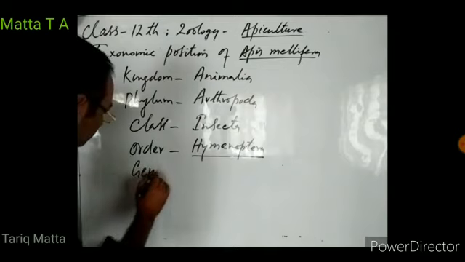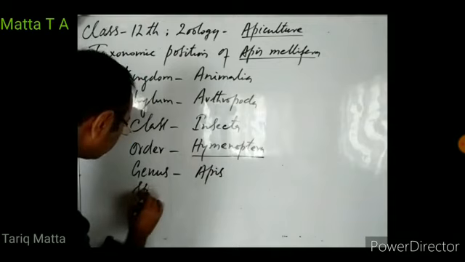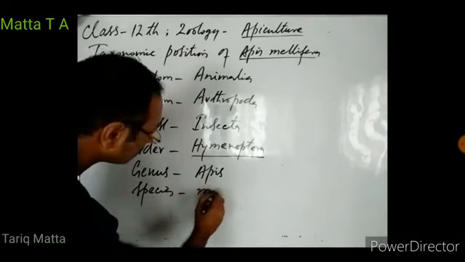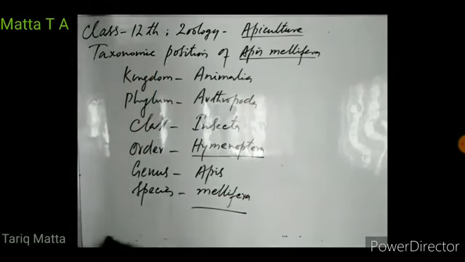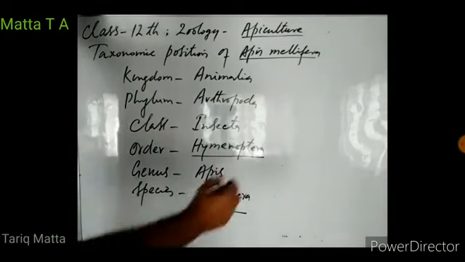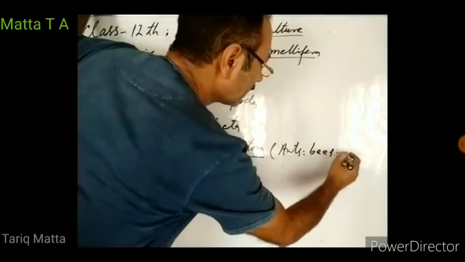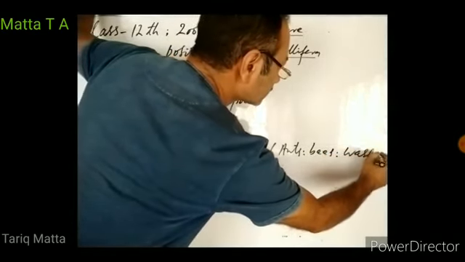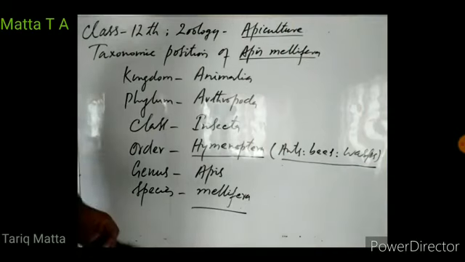Genus is Apis, and species is mellifera. So this is the taxonomic position of Apis mellifera: kingdom Animalia, phylum Arthropoda, class Insecta, order Hymenoptera, which includes ants, bees, and wasps, genus Apis, species mellifera. So that is about its taxonomic position.